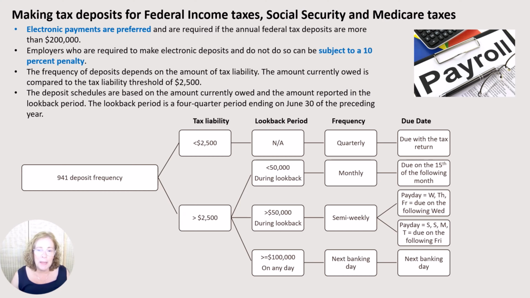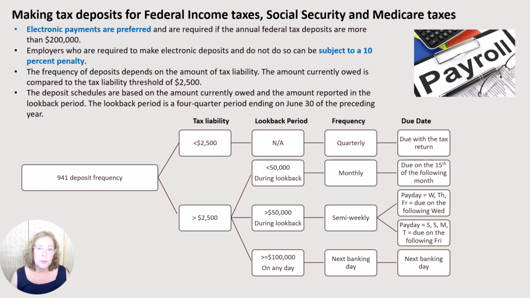So what exactly is involved in making the tax deposits for federal income taxes, Social Security, and Medicare taxes? First, the IRS prefers electronic payments and requires electronic payments if the annual federal tax deposits are more than $200,000. Employers who are required to make electronic deposits and do not do so can be subject to a 10% penalty. Very important. The frequency of deposits depends on the amount of the tax liability, not the payroll date frequency. So just because you have a semi-weekly payroll doesn't mean that the employer's tax deposits are due semi-weekly.